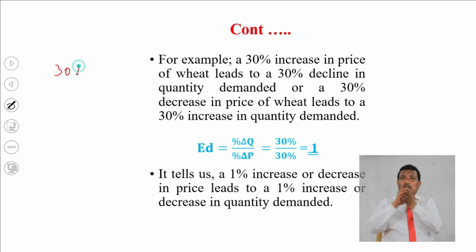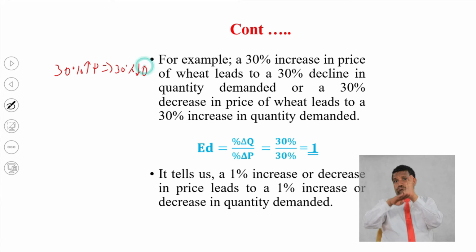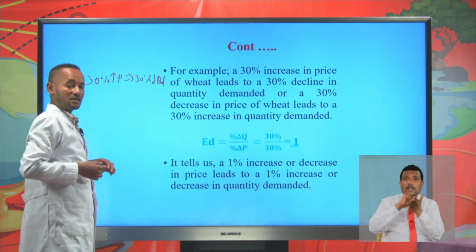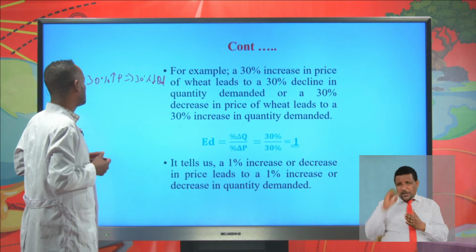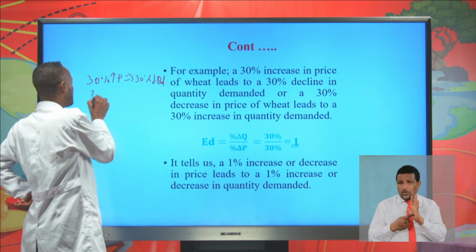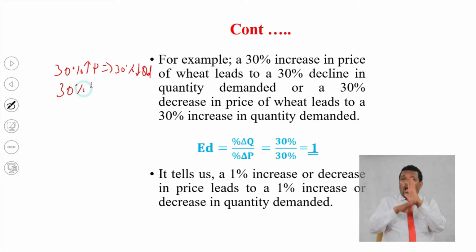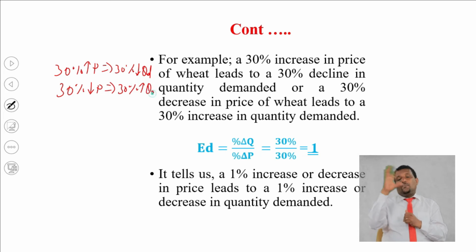That means a 30% increase in price leads to a 30% decrement in quantity demanded. It means if the price of a commodity declines by 30%, then the quantity demanded will increase by 30%. So there is a proportional change between price and quantity demanded.